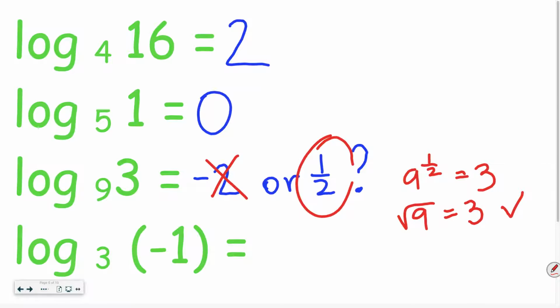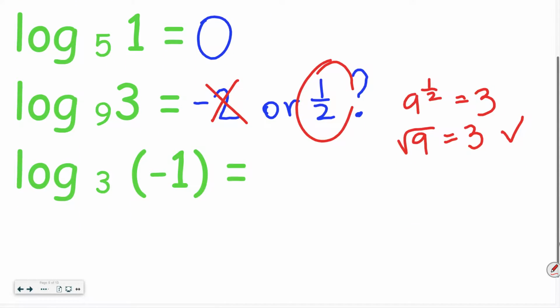As I was walking around, I know some of us were tempted to say 1/3, but remember we're talking about powers, and a 1/3 power would be a cube root. If that were 27 as our base, that would be a cube root, but since 9 is our base, we need that square root. All right, let's talk about this last one, log base 3 of -1.